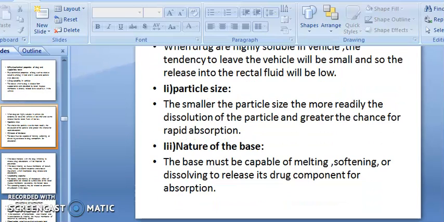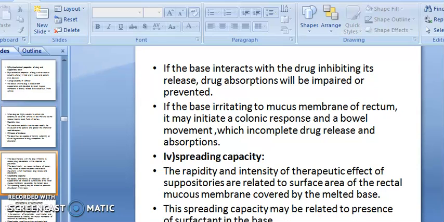Nature of the base. The base must be capable of melting, softening or dissolving to release the drug component for absorption. The nature of your base should be such that it melts, dissolves, or softens at body temperature. If the base interacts with the drug and inhibits its release, drug absorption will be impaired or prevented. If there is a problem with your base, it will prevent or impair your absorption.